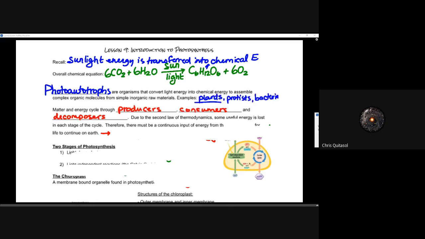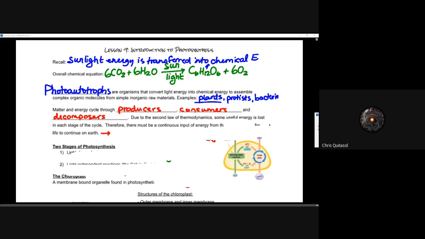So an example of that are any type of protist, any type of bacteria, and the most important one for us, well, maybe not necessarily the most important one for us, but one of the most important ones for us are plants. It's incredibly important to recognize the context with which matter and energy particles are cycled through producers and consumers, as well as decomposers.